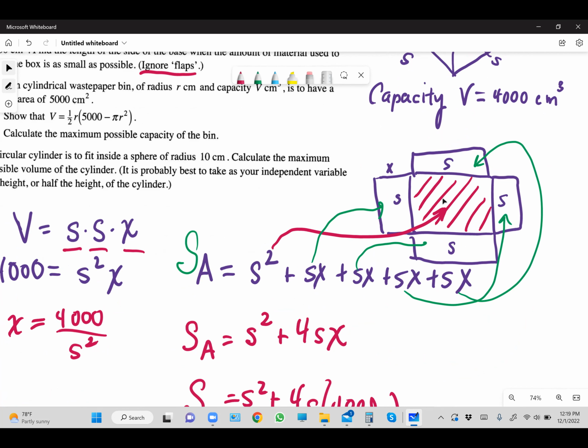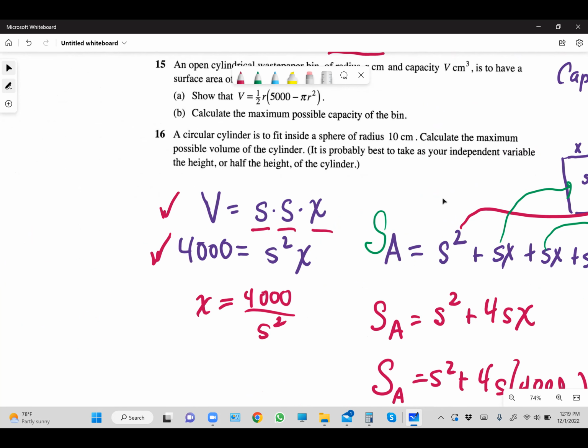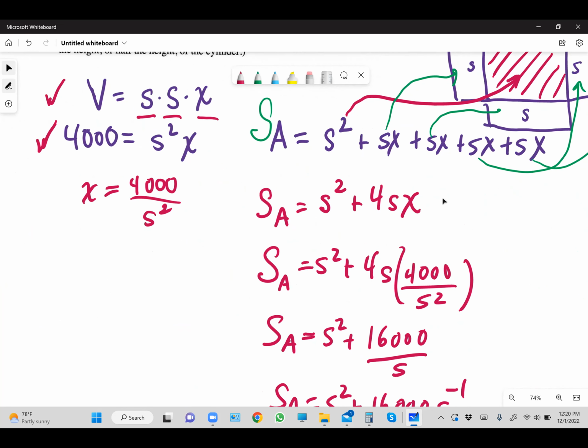Since I want to find the minimum surface area, I have to take the derivative with respect to S, because they want it for S. They want you to figure out the side, not the X. If it had asked me for the height X, then I would have figured out the X. But then what I do is I say X has to be 4,000 divided by S squared. I get it from here. That allows me this substitution of 4,000 divided by S squared.